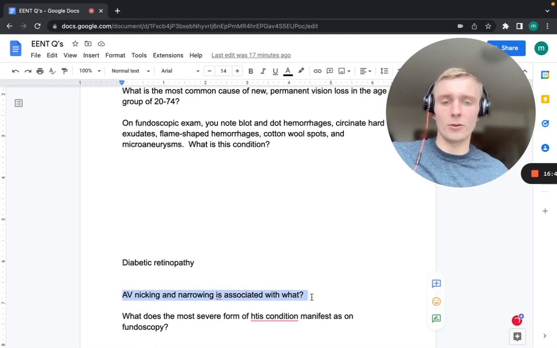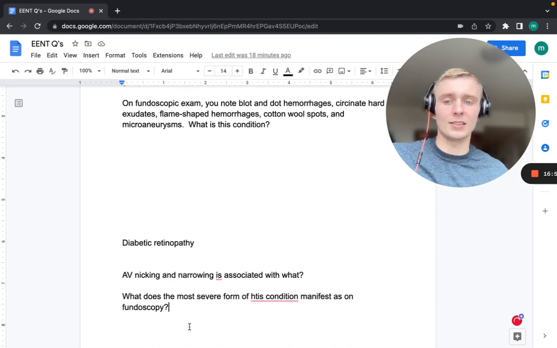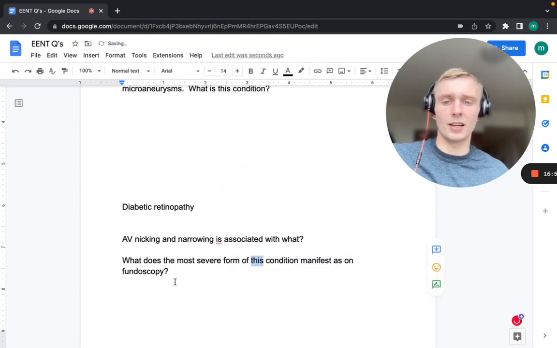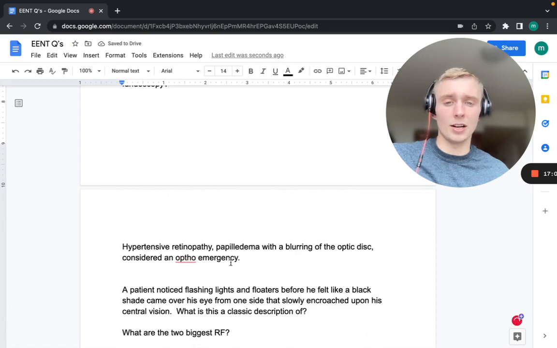How about this other one? AV nicking and narrowing is associated with what? What is the most severe form of this condition manifest on fundoscopy? That's going to be hypertensive retinopathy with that AV nicking and narrowing. So important to know, AV nicking and narrowing for hypertensive retinopathy. The most severe form is papilledema with blurring of the optic disc margins, and this is considered an ophthalmologic emergency. So again, papilledema in hypertensive retinopathy.